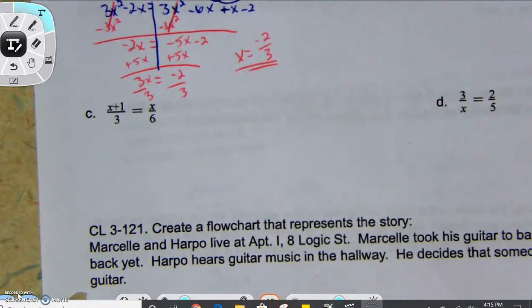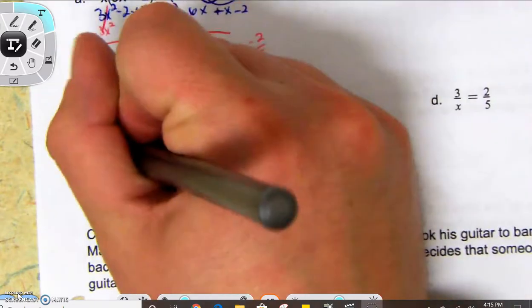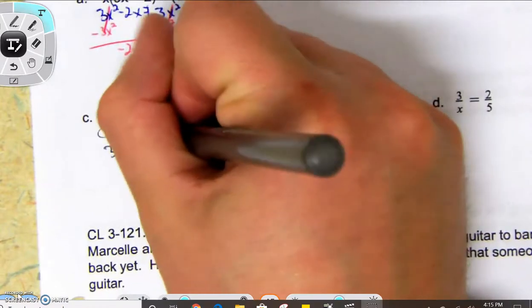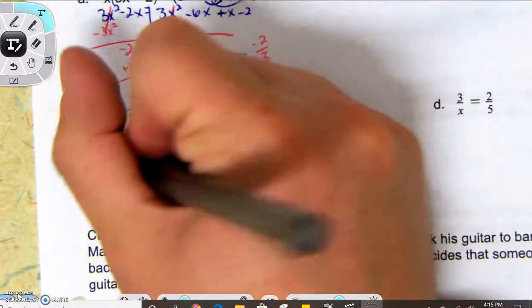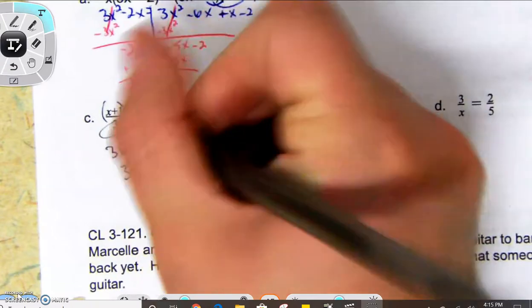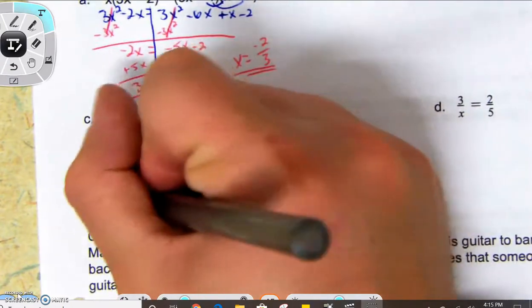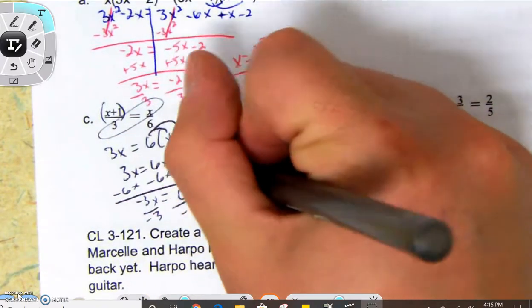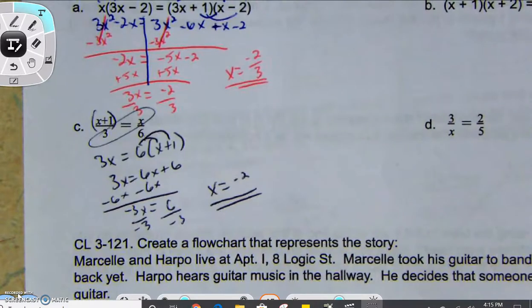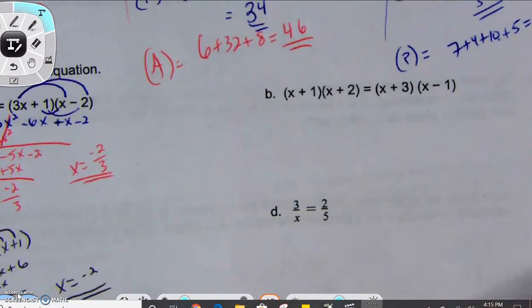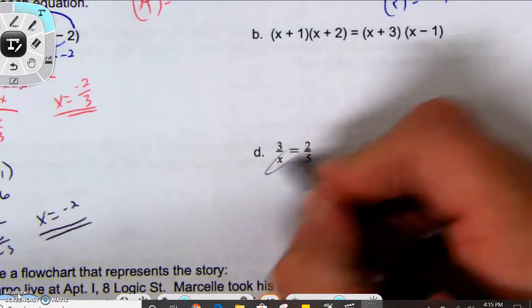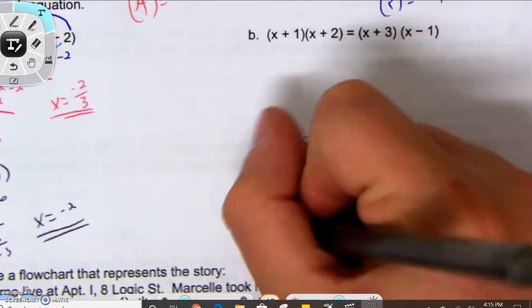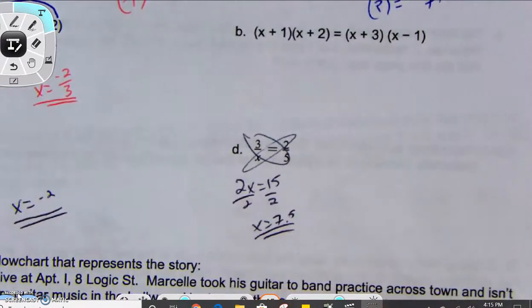Alright, so I'm going to jump to C. Proportions. Cross multiply, definitely a skill we need to know. 3x, but I have to make sure x plus 1 is in parentheses. So when I write this out, 6 in parentheses, x plus 1, distribute. So 3x equals 6x plus 6, minus 6x. Negative 3x equals 6, divided by negative 3, divided by negative 3. x equals negative 2. So we end up with negative 2 for that one. Again, cross multiplying before I go up to this one. We have 2x equals 15, divided by 2, divided by 2. x equals 7.5 for that one.